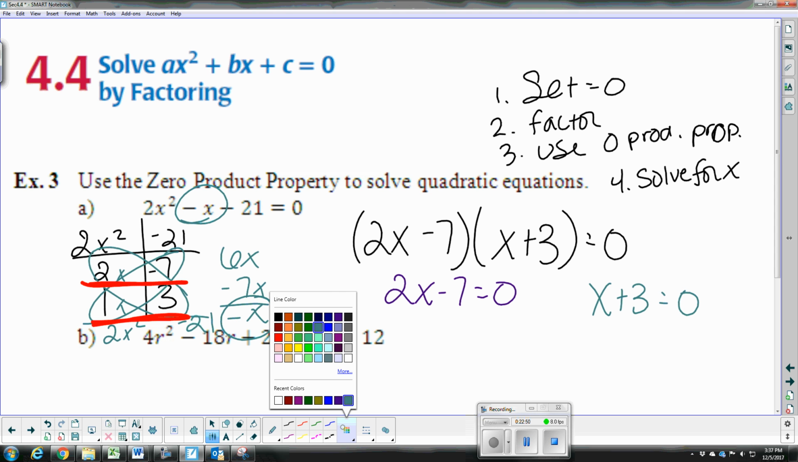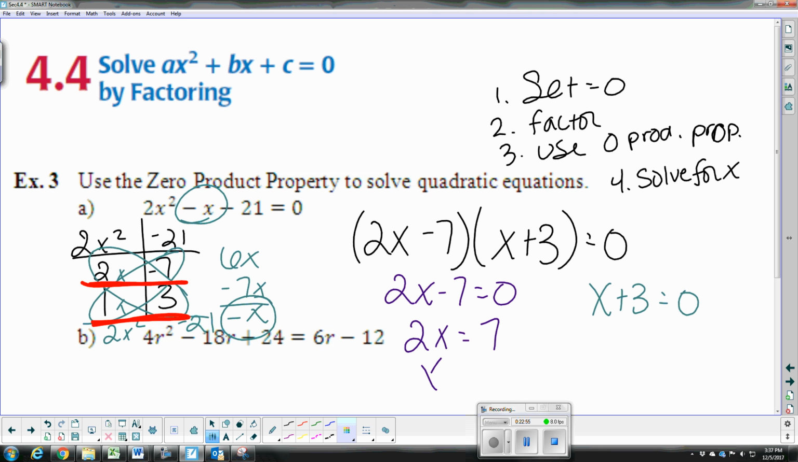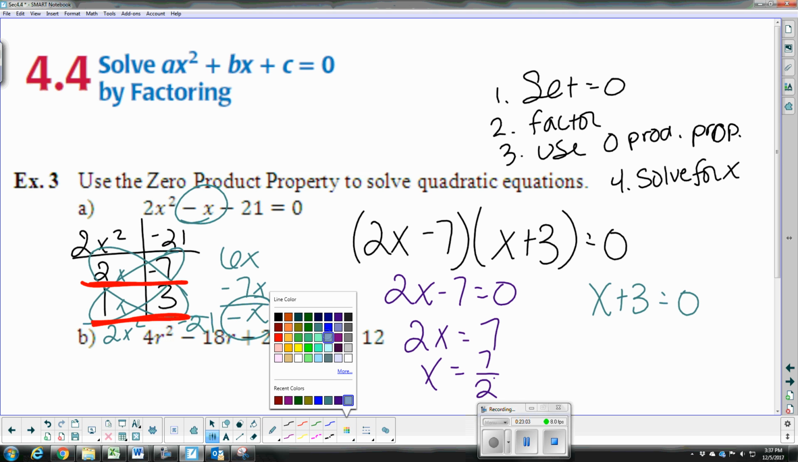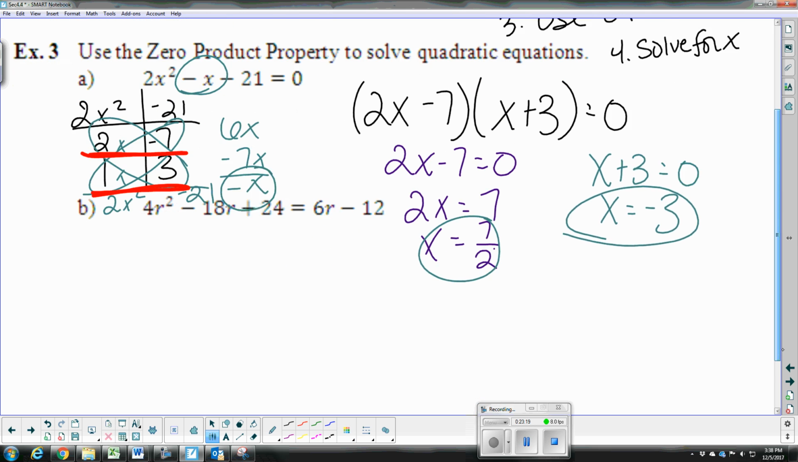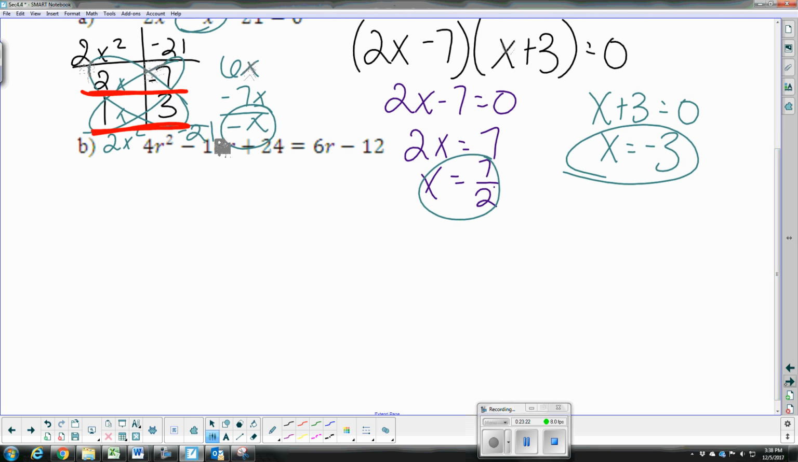So 2x minus 7 equals 0, and 2x equals 7, and x equals 7 halves. That's solving for x. If x plus 3 equals 0, then x equals negative 3. So here are our answers. x is negative 3, or x is 7 halves. All right, let's try the next one.